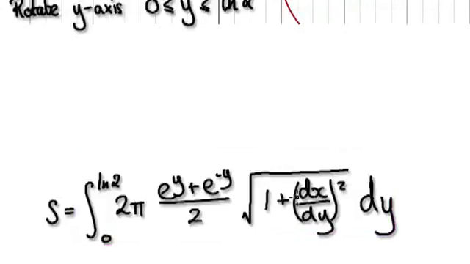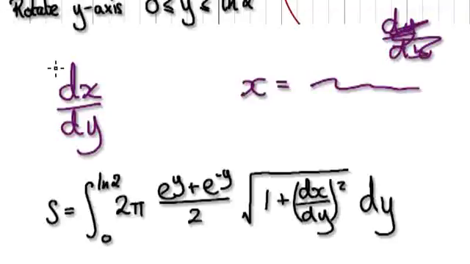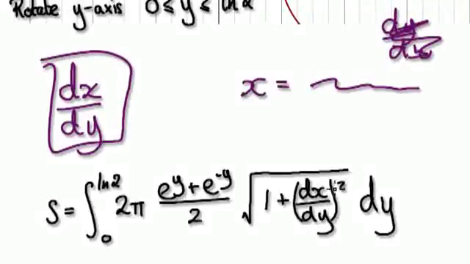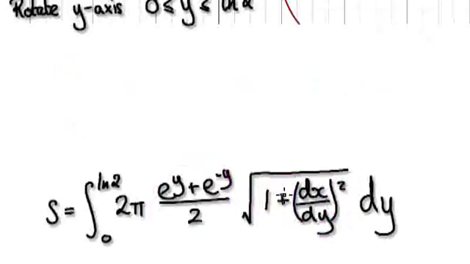So our normal routine would be to start with this. We need to find dx by dy. Remember, the equation is in the form of x equals something, so we need to work out dx by dy, not dy by dx. Then our normal routine would be to square it, and then to add 1, and then hopefully this will cancel out with something in here. Well, that's our normal routine. Let's try and evaluate this now.